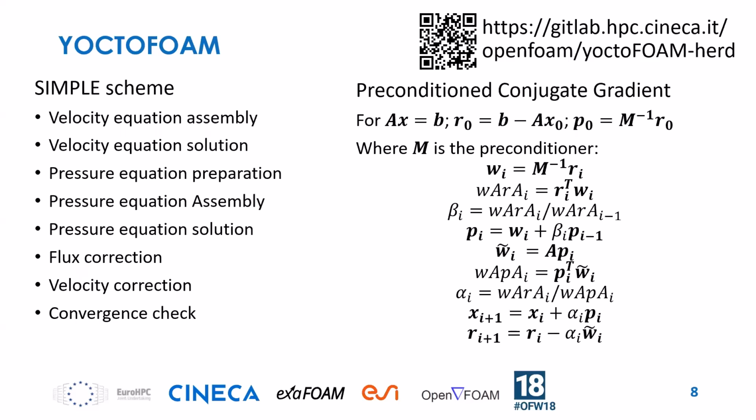So we recreated two of the solvers of OpenFOAM, SimpleFOAM and IcoFOAM. We will be focusing on SimpleFOAM. Here are basically the same passages that it follows on OpenFOAM as well. And for the solution of the linear system, we use the preconditioned conjugate gradient. Here are the same passages as the implementation in OpenFOAM. As a preconditioner, we are using a very simple diagonal Jacobi preconditioner.